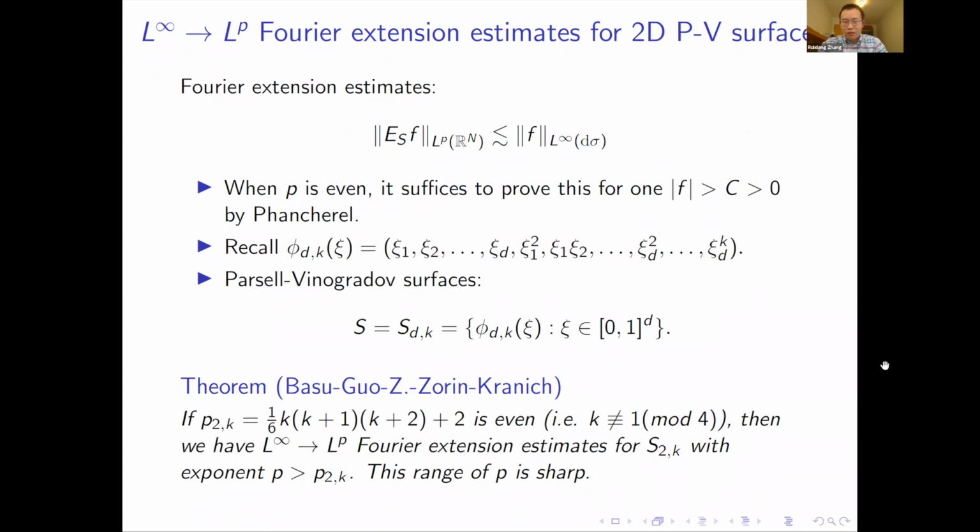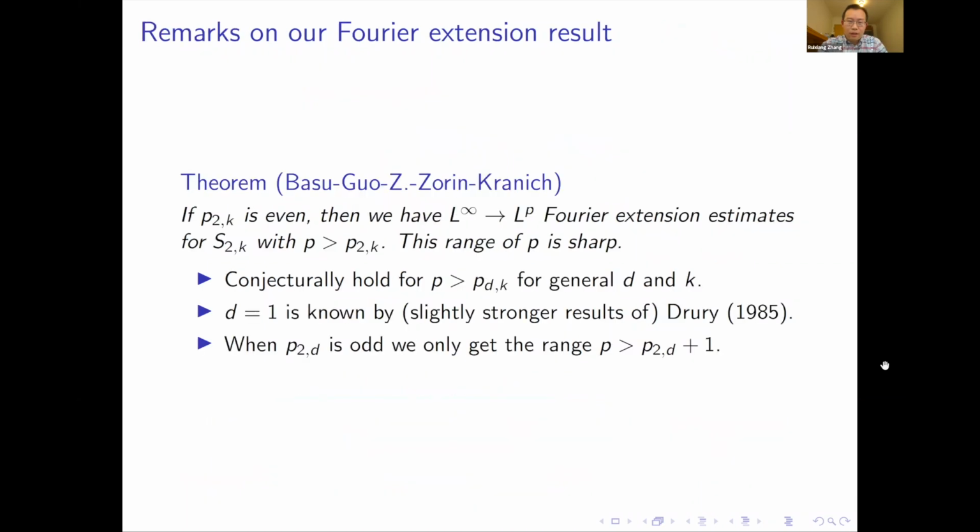So why do I decide to mention this at all? I just want to highlight one point. Maybe one more comment is that when P of 2K is odd, we only get the range P bigger than P of 2. I think I have another typo, I'm sorry. So when P of 2K is odd, not P of 2D, we only get the even number above it.